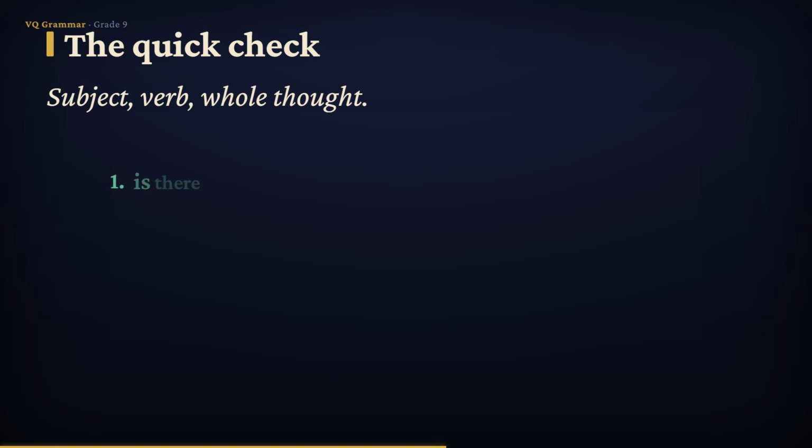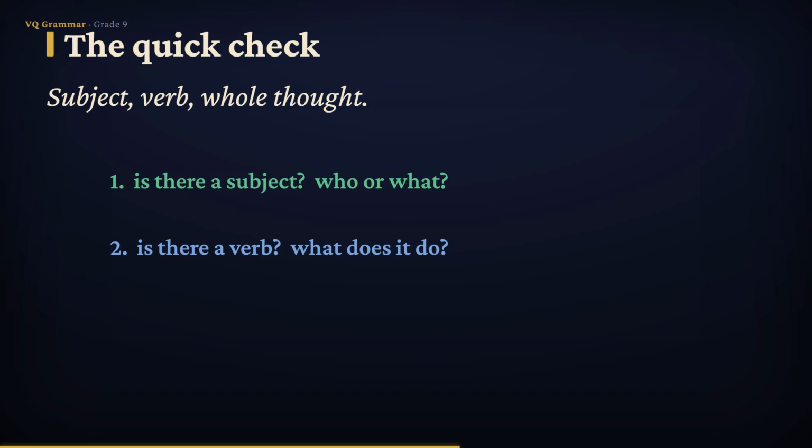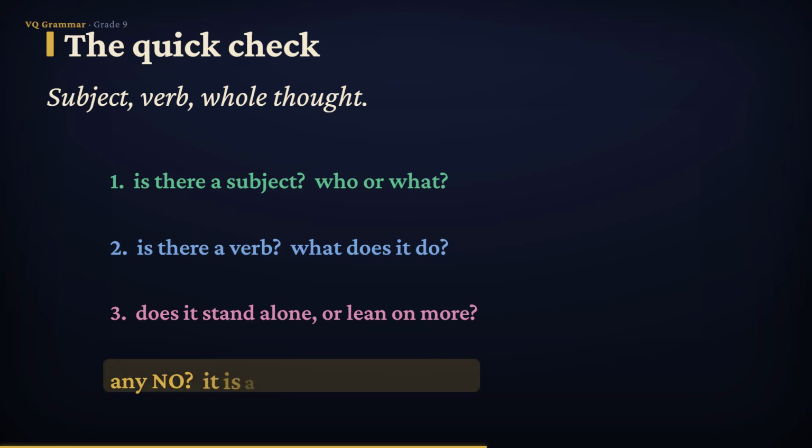Step 1. Is there a subject? Who or what is this about? Step 2. Is there a verb? What does that subject do or is? And step 3. Does the whole thing stand on its own? Or does an opening word like because or when make it lean on more? If you answer no to any one of those 3 questions, you're looking at a fragment, and now you know exactly how to repair it.